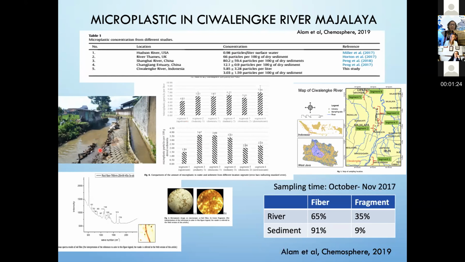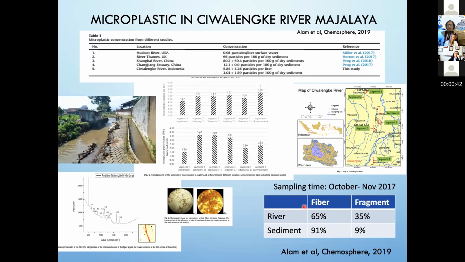And this is the location of the river. And the sampling method was conducted in October, November 2017. And this is by Alam et al., our colleague also in ITB. They have collected data from several locations, divided by segment: industrial, upstream, and also domestic, and you can see that in the industrial area, they have a much higher result compared with the domestic area.